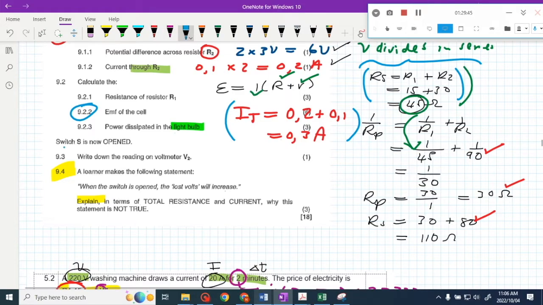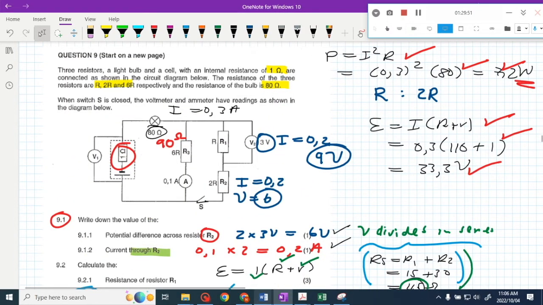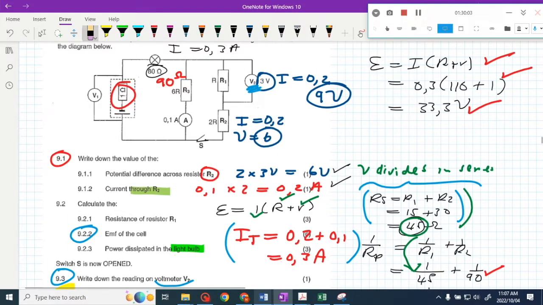And then comes the last question. Question 9.3 says write down the reading on voltmeter 2. Voltmeter 2, where is voltmeter 2? Here. Oh, now the switch is open, I see. Okay, thank you. So now the switch is open. If you take this part of the voltmeter, we have what we call infinite resistance. Because it's open, the resistance is so high you can't continue measuring. And on this side over here, it does connect to the battery. But since it's not connected over the battery, we know that the reading is going to be what? 0.